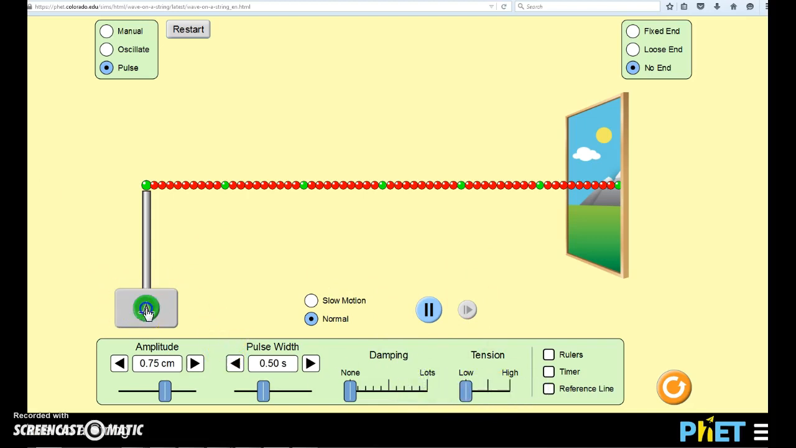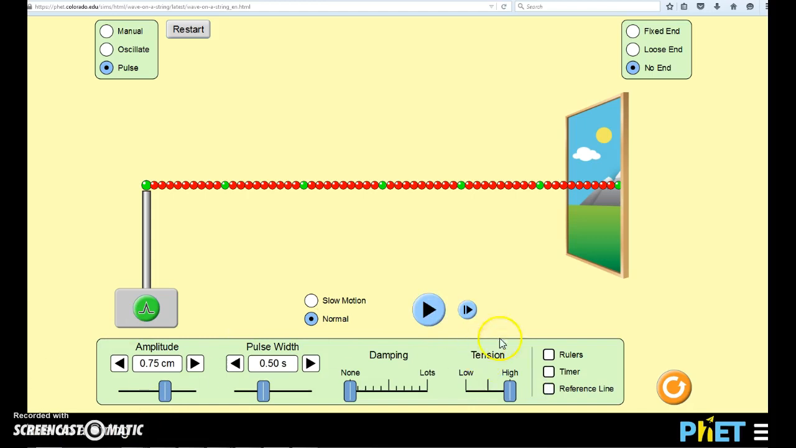Watch what happens when the tension is low. There's my wave, and it kind of just goes on through. I'll send another one through, and then I'll raise the tension. So now I'm going to increase the tension. Whoa! What just happened? I increase the tension and the wave goes faster.